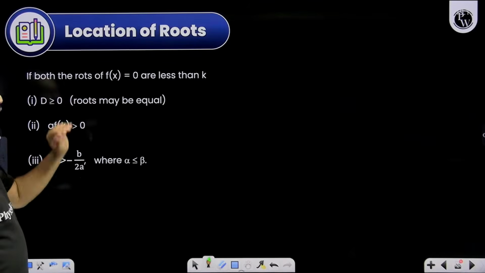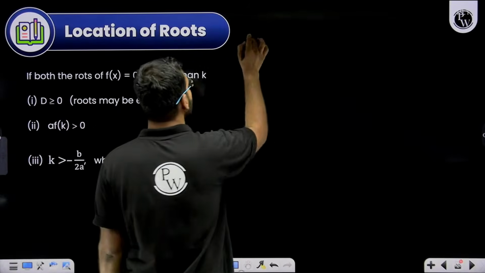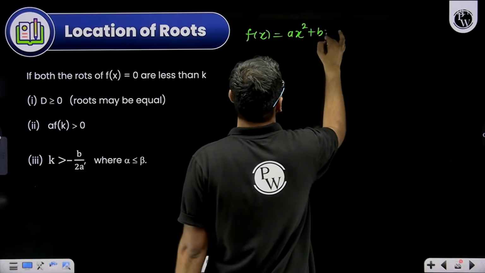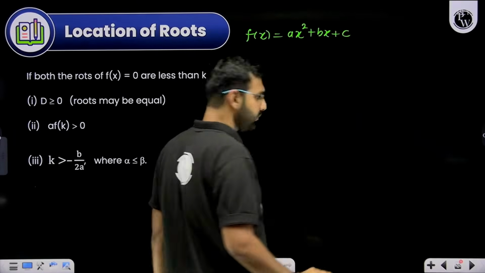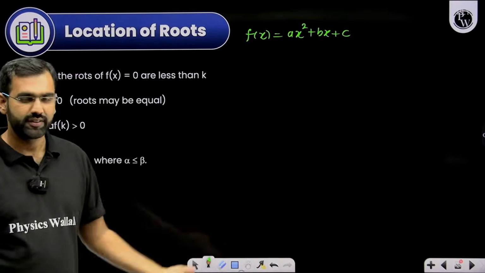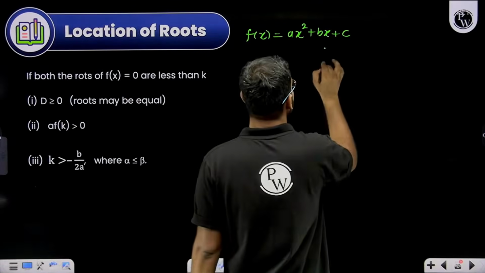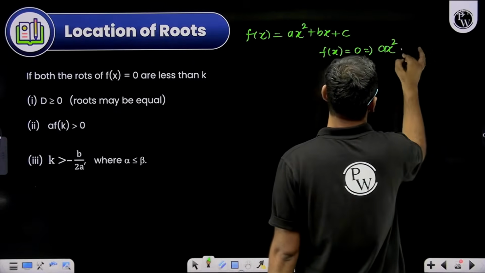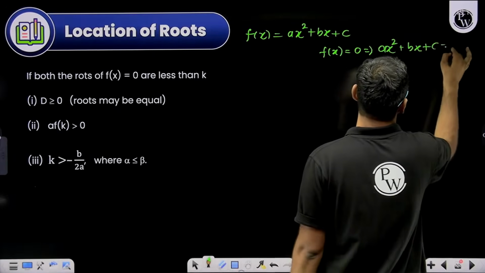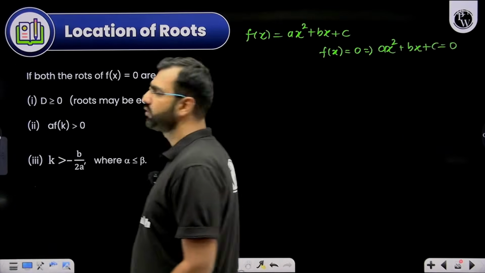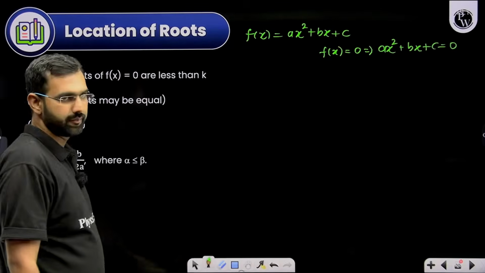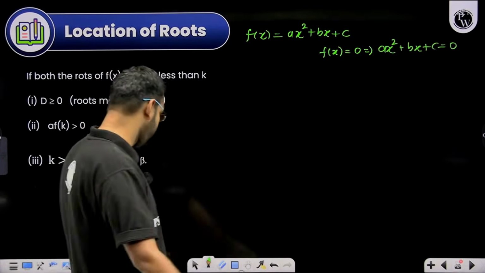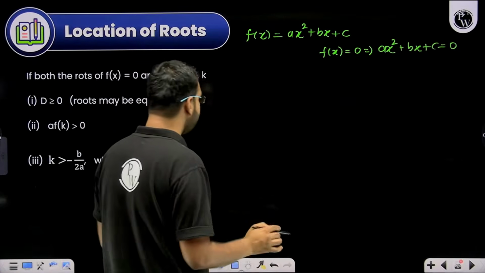If both of the roots of your fx, what is fx here? I hope you're understanding. Fx is always your quadratic ax square plus bx plus c. That's your quadratic. Of course, it is equal to 0, right? So if fx is equal to 0 means what? It means your quadratic ax square plus bx plus c is equal to 0. Now, we are told both the roots are less than k. So if they are compared with a real number k, which means they are real. So if I am told that both of the roots are less than k, when can it happen?